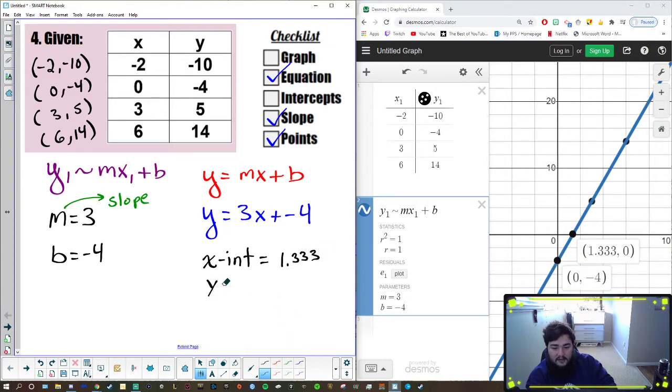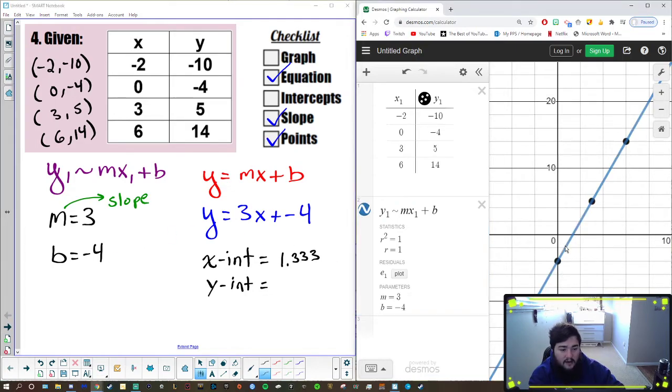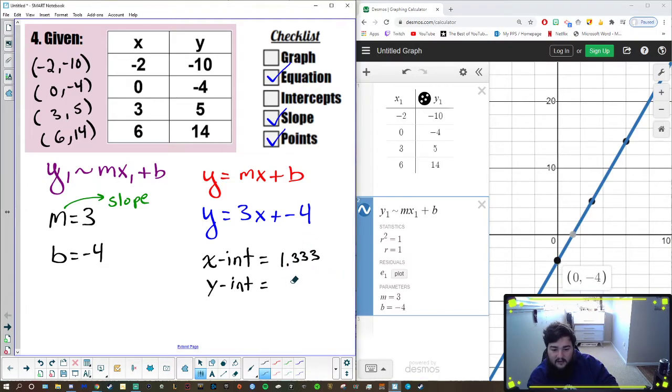My y-intercept is the same as my b value, so I could even just steal the -4 from my cheat code. Or I can go to my graph, click on the point where my line crosses the y-axis, and it's -4. So I'm going to write -4 for my y-intercept. Since I have both my x and y intercepts, I'm going to check off intercepts, and all I have left to do is create a sketch of my graph.